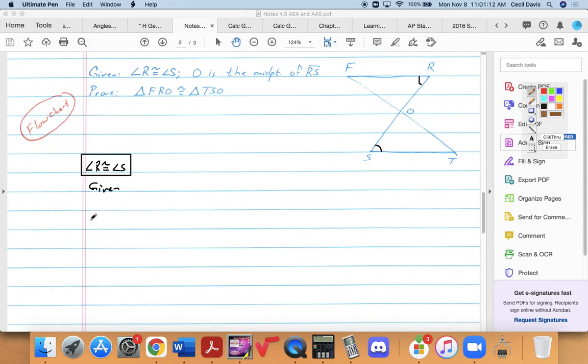So let's see. Angle R is congruent to angle S. That's given. And then I've got that O is the midpoint of segment RS. That's given. And what can I conclude from this one? Since this doesn't have anything congruent, you're like, I've got to be able to conclude something's congruent.